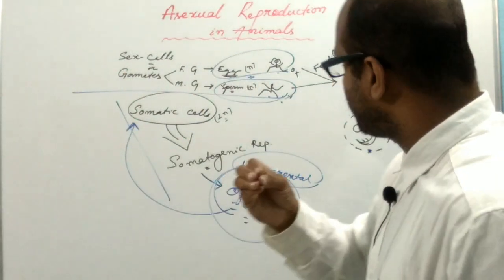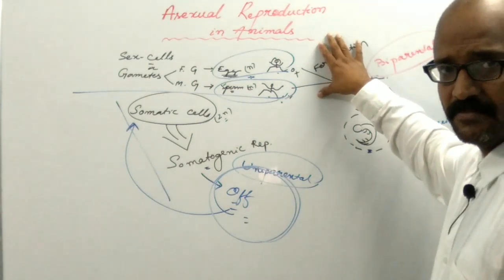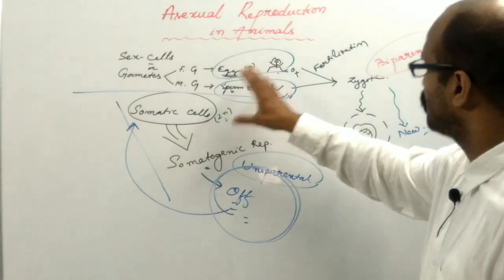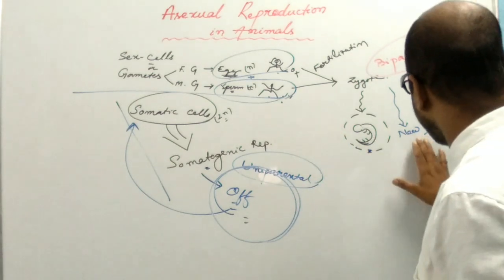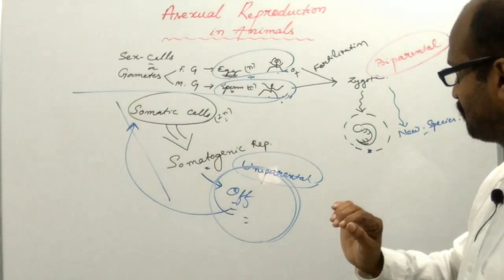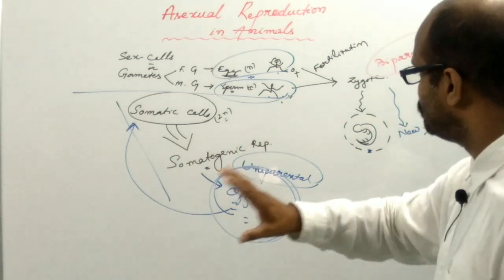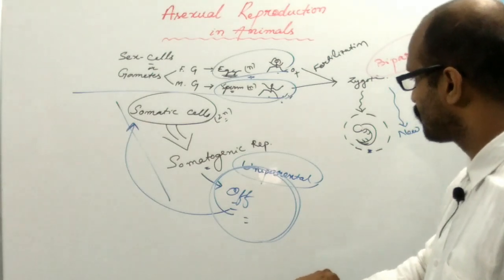So we think that sexual reproduction is complex, and sexual reproduction helps in the production of new characters, for the production of new species. But in asexual reproduction, there is no question about speciation.